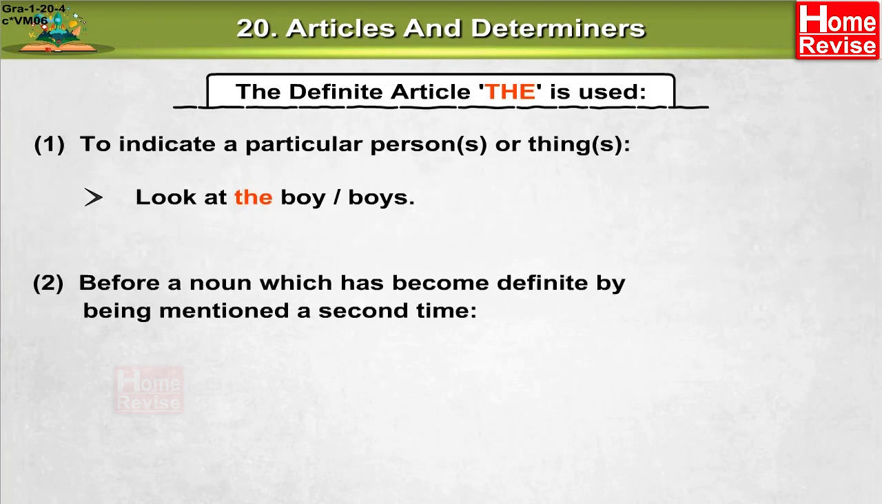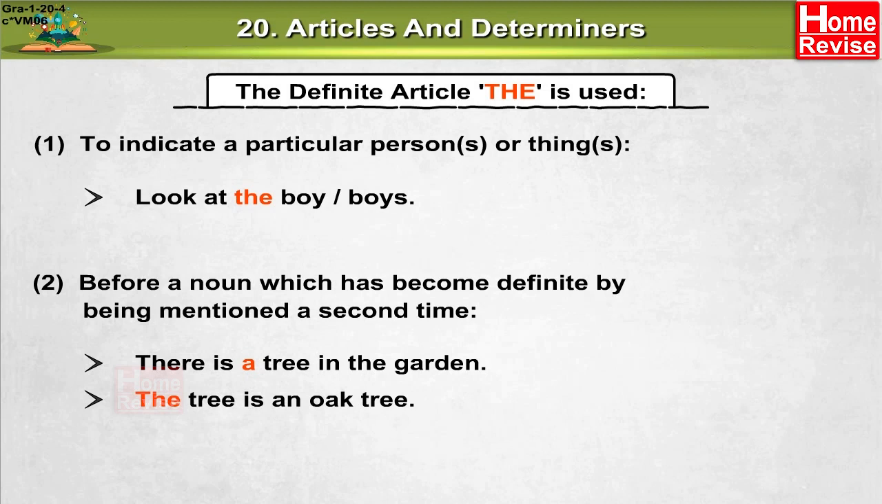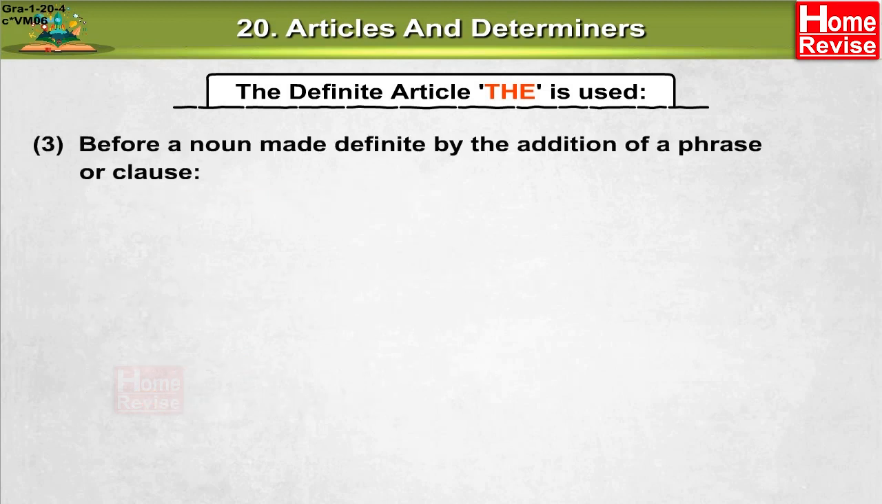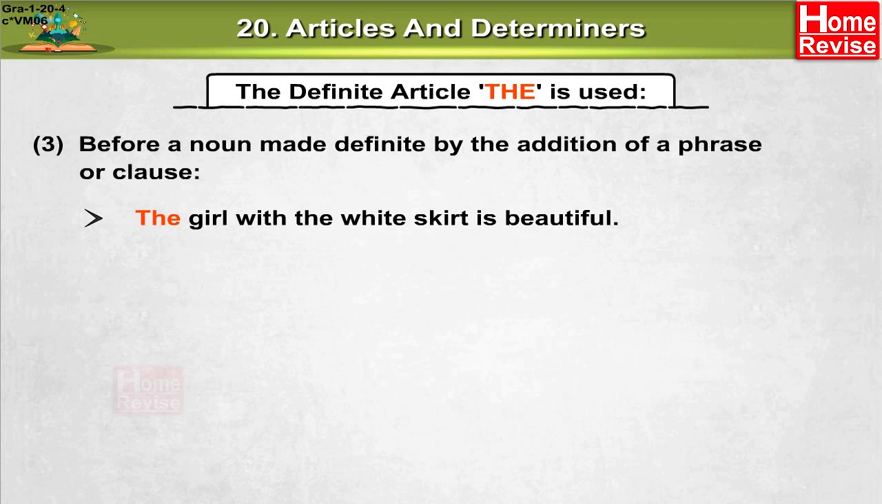2. Before a noun which has become definite by being mentioned a second time. There is a tree in the garden. The tree is an oak tree. 3. Before a noun made definite by the addition of a phrase or clause. The girl with the white skirt is beautiful.